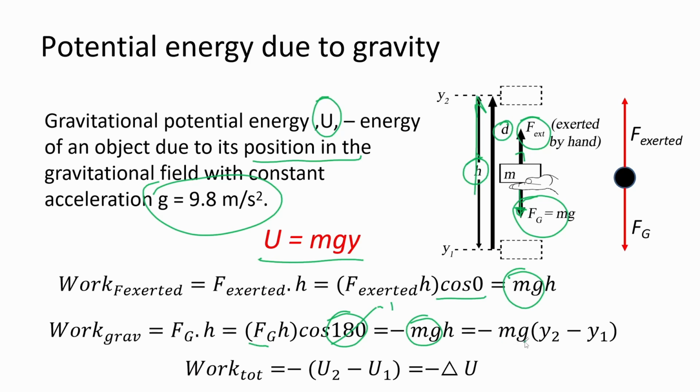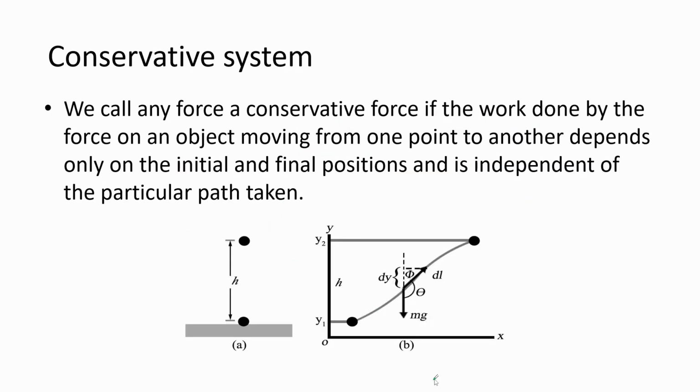So h here can be re-expressed as the difference of the heights, y2 minus y1. So the total work is equal to the negative of U2 minus U1, or negative delta U. This is the potential energy due to gravity.